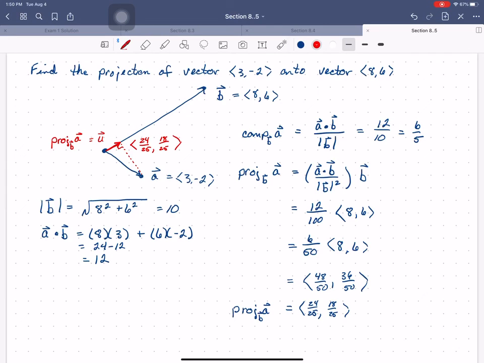Okay, that is the projection of one vector onto another vector, and you would use this exact same work to answer that ramp question that I talked about at the beginning of this video. Okay, so one more topic in this section, and that is the topic of work, which turns out to be very important in physics, and so we'll come back to that in a second.